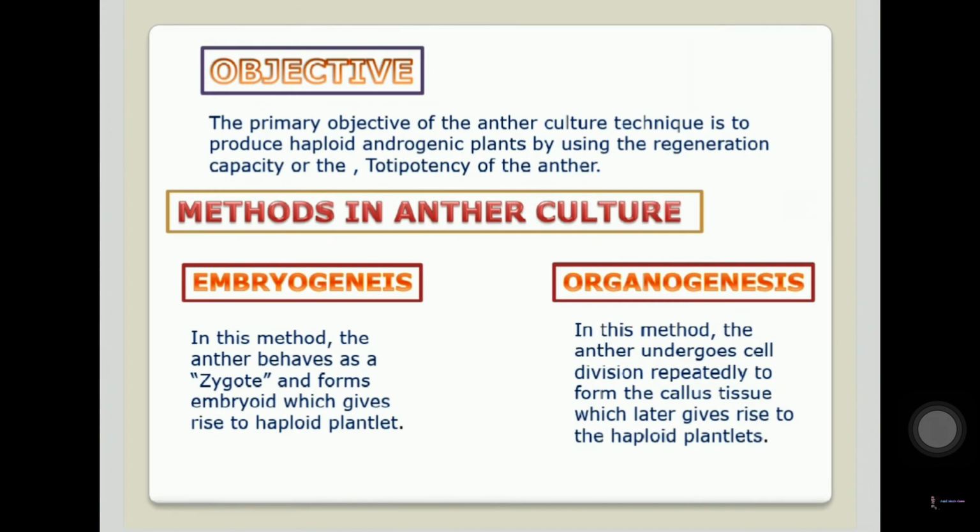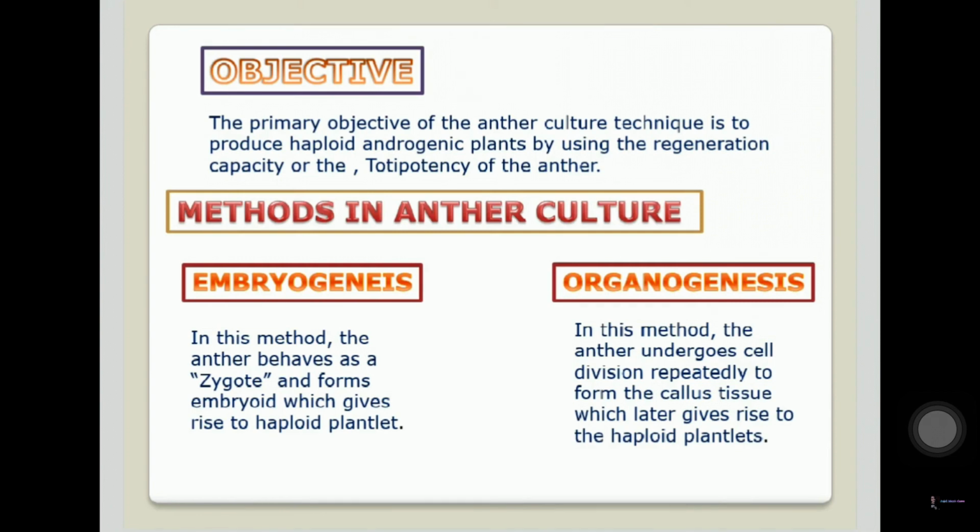Then the primary objective of this anther culture technique, as I have told you, is to obtain haploid plants by using the regeneration and totipotency of the anther. Totipotency means the capacity of the plant cell to develop into an entire plant.